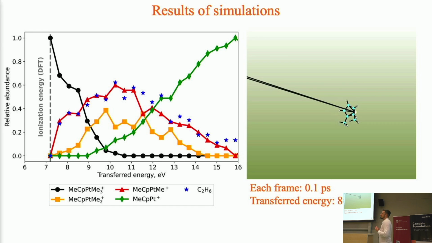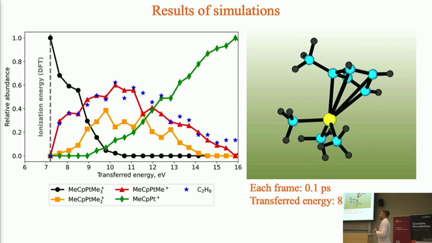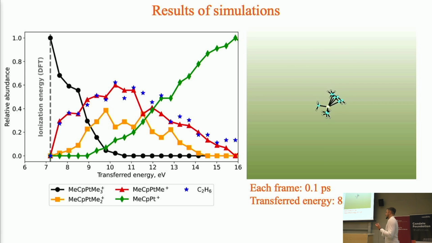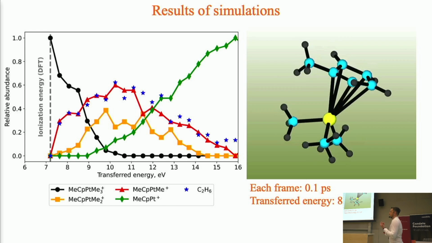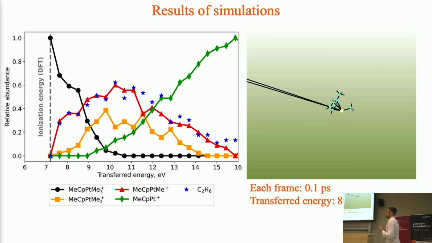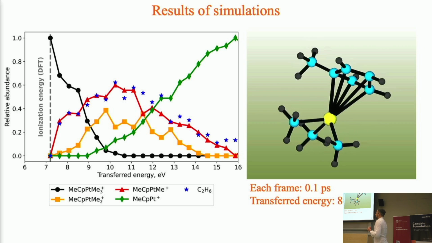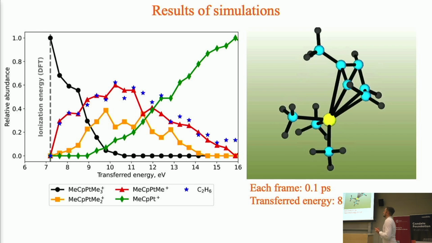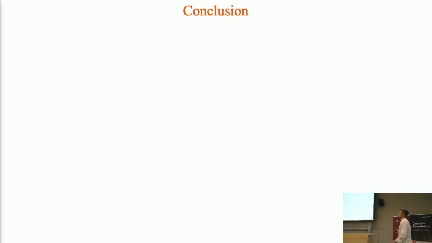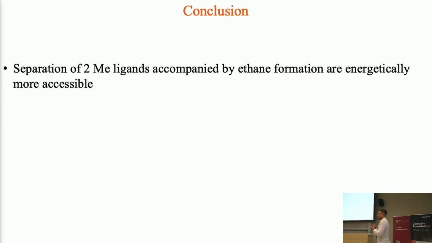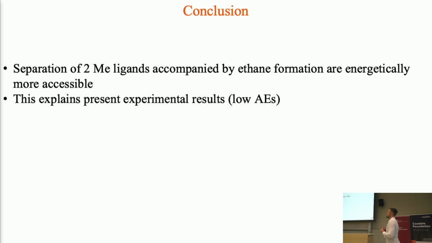When the molecule has enough energy to overcome the barrier of covalent bonds, fragmentation of one methyl group appears, and above 12 eV, the dominant channel is fragmentation of three methyl groups. The conclusion is that the separation of two methyl groups accompanied by ethane formation is energetically more accessible, and this explains the present experimental results.